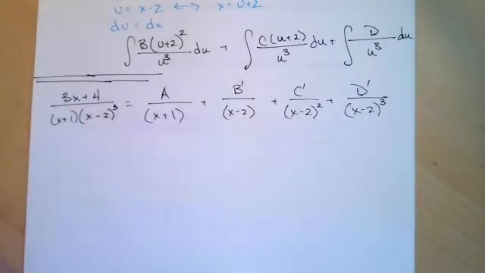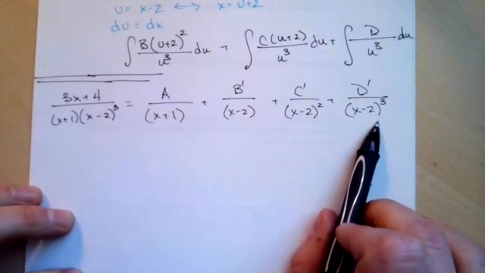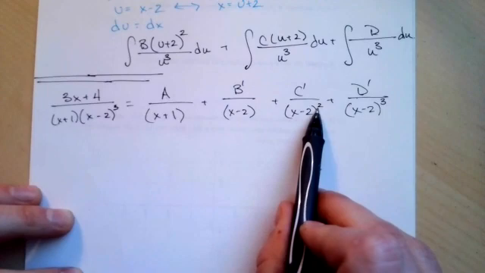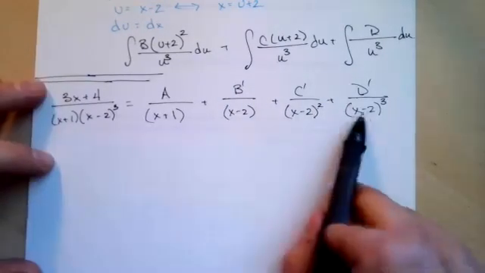This, not so lengthy in terms of doing these integrals, right? I can integrate that. We can integrate that. That's just a constant times x minus 2 to the negative 2. Another easy integral, another easy integral.